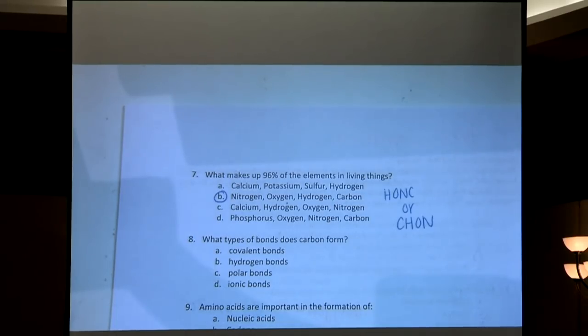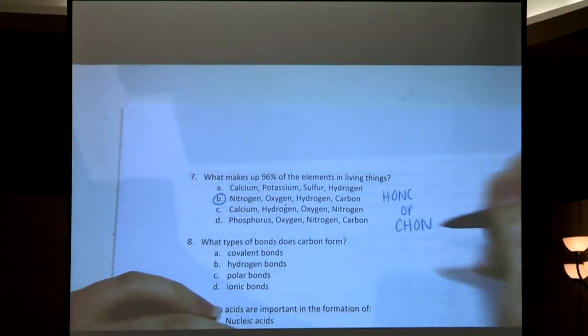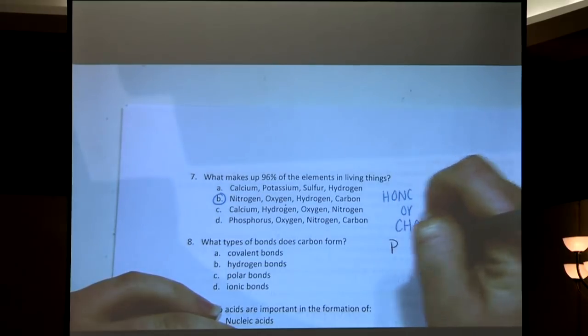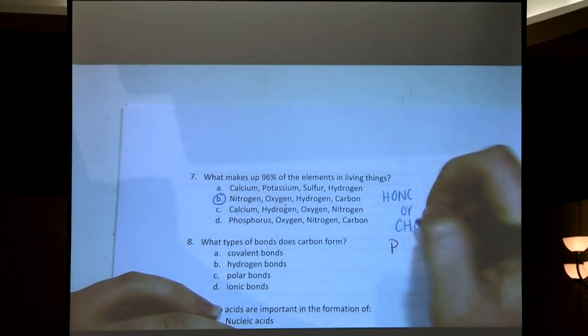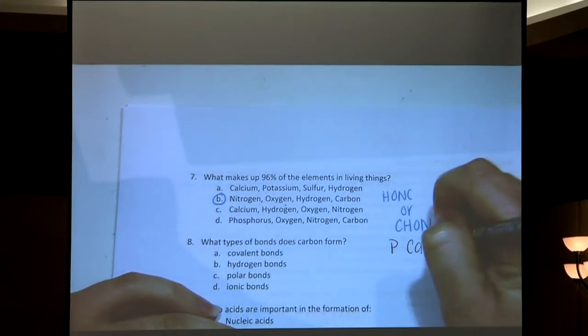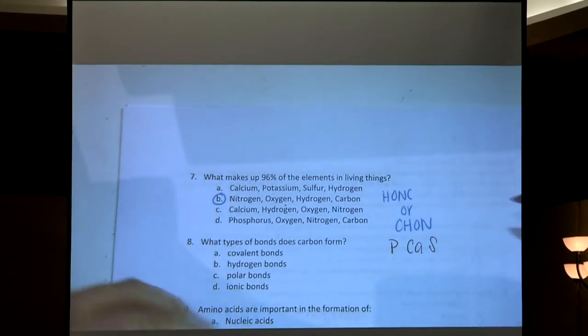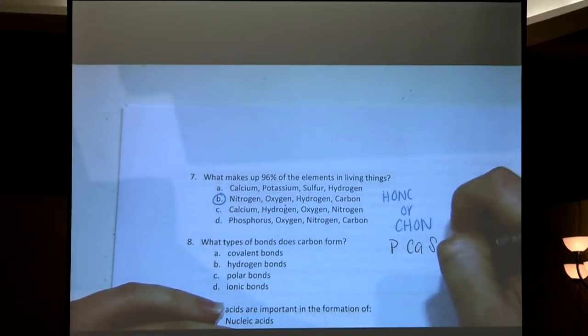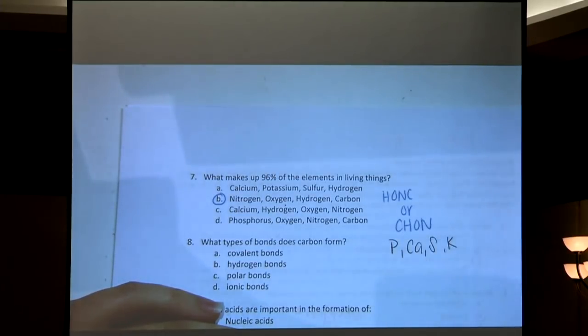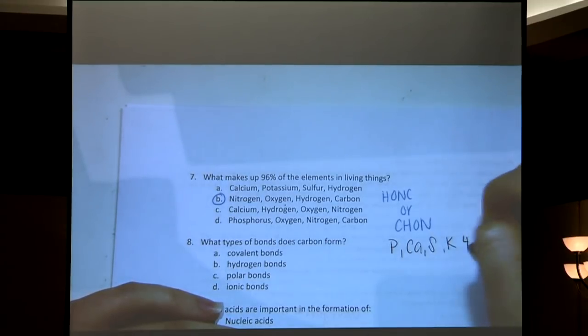The other 4%, that's a great question. So our other 4% was, does anyone happen to remember off the top of their head? No? All right, so our other 4%, we had potassium, we had calcium, we had sulfur. All right, starting to sound familiar. And phosphorus. So this can also be our P-CaSK. So that would be our other 4%.